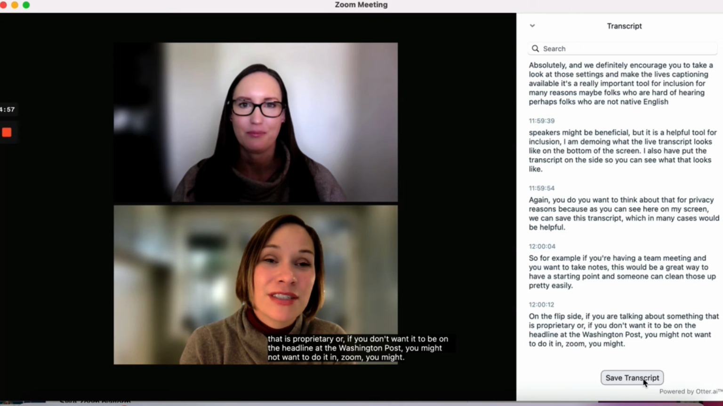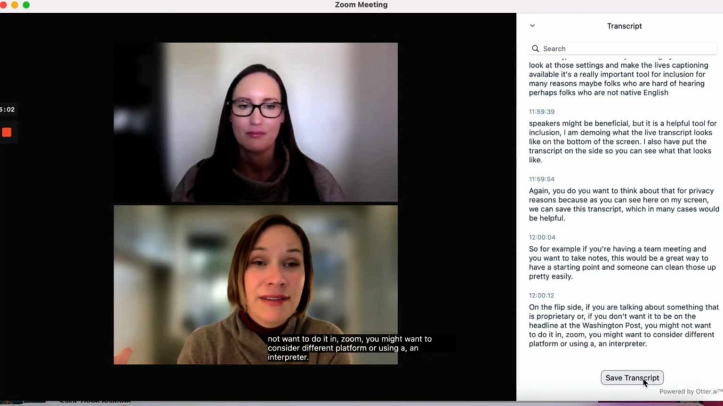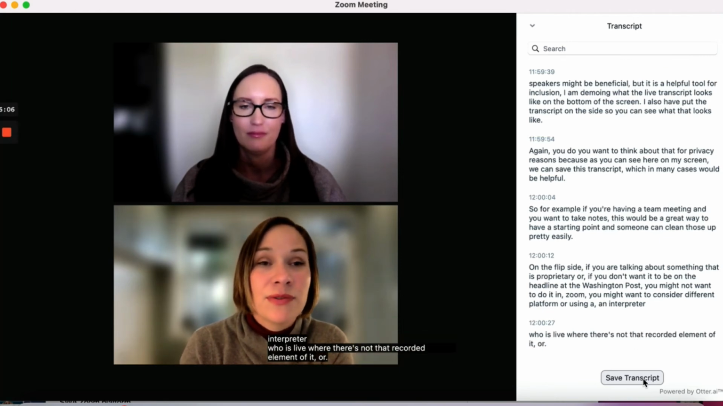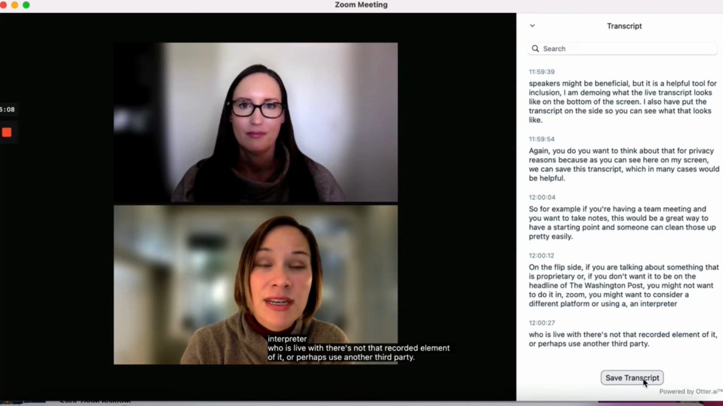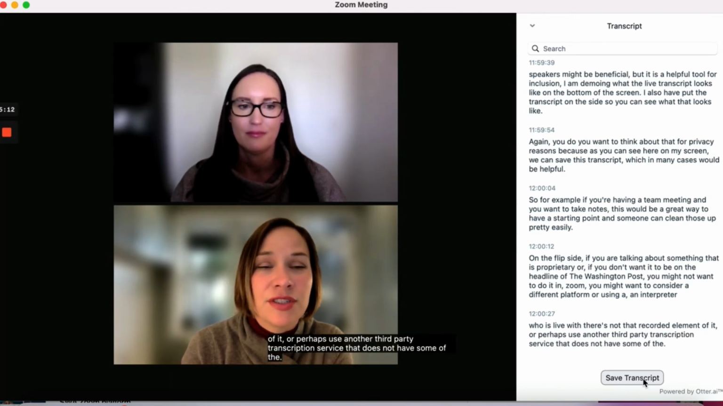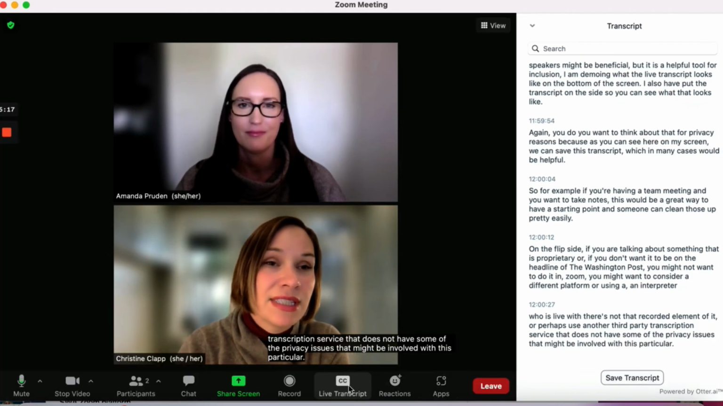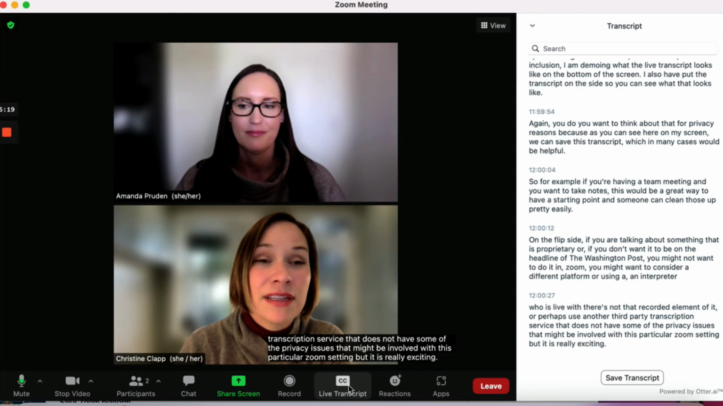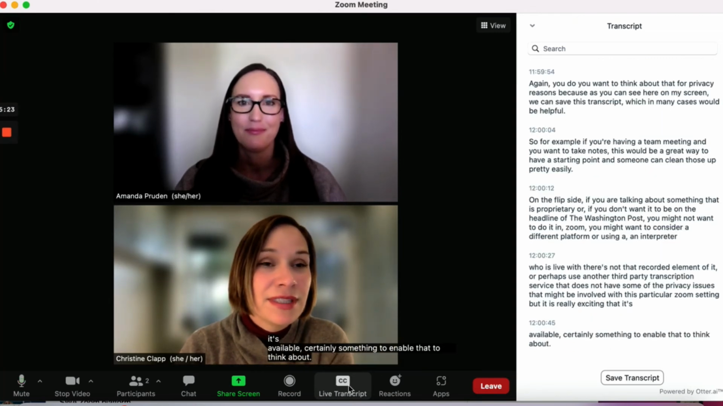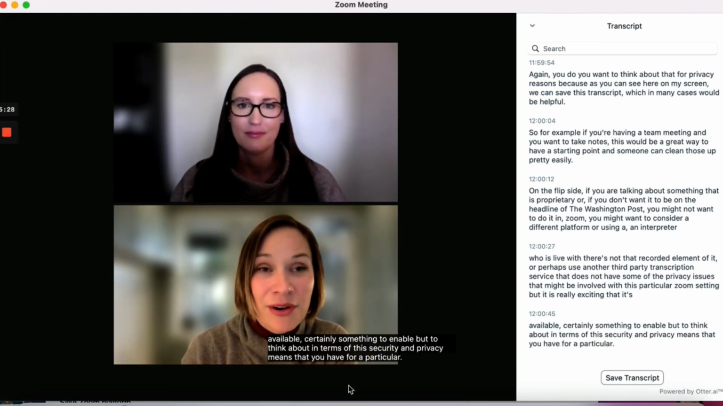You might want to consider a different platform, or using an interpreter who is live, where there's not that recorded element of it, or perhaps use another third-party transcription service that does not have some of the privacy issues that might be involved with this particular Zoom setting. But it is really exciting that it's available. Certainly something to enable, but to think about in terms of the security and privacy needs that you have for a particular webinar or meeting.